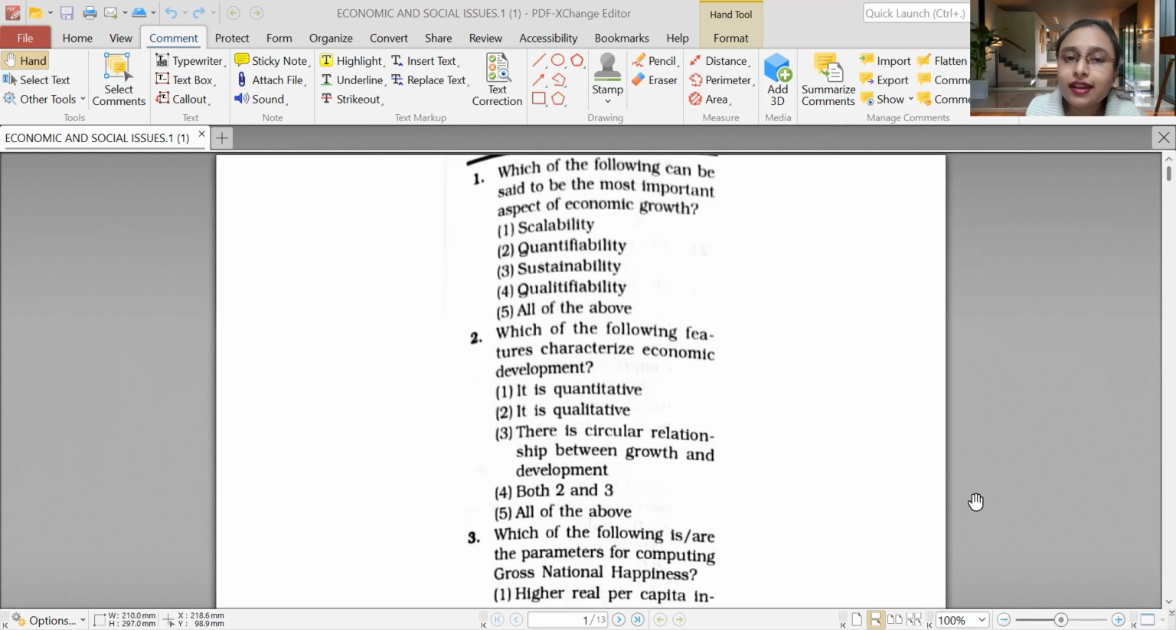In all the examples I have given you, you are seeing that I am measuring in particular or absolute terms or absolute units. So that is quantifiability. I am measuring it in absolute quantity that contributes to economic growth. So the correct answer to this is quantifiability. I will mark this as the correct answer.